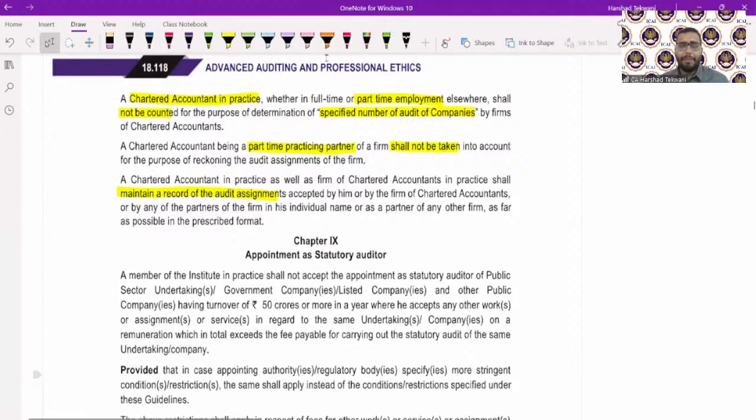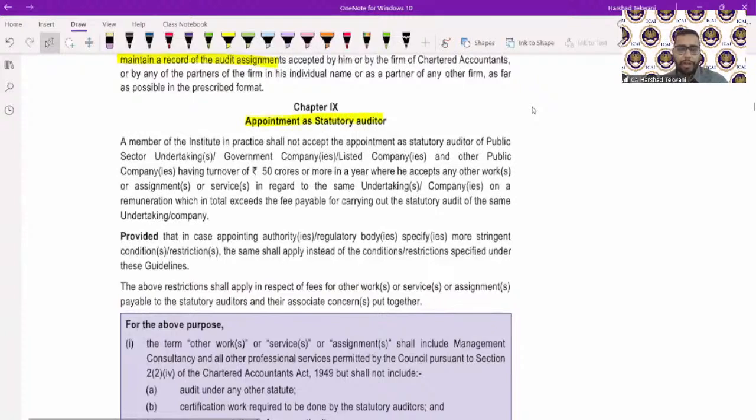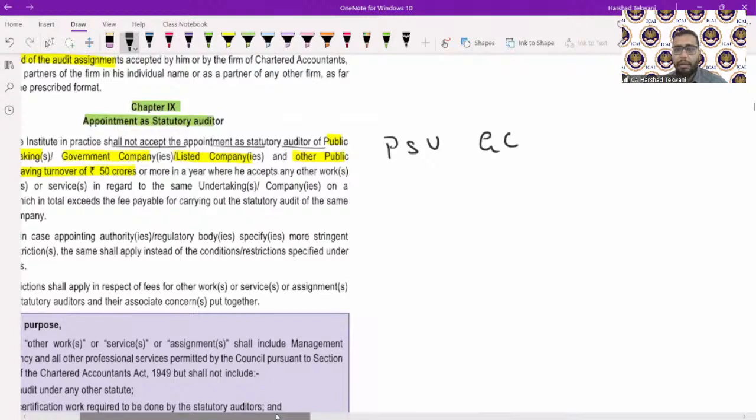Okay. Now, the next chapter we are going to discuss is appointment as a statutory auditor. This is for some specific government companies or public sector companies. A member in practice shall not accept appointment as a statutory auditor of public sector undertakings, government companies, listed companies, and other public companies having turnover of 50 CR. So which companies are we talking about? First, a public sector undertaking, PSU. Government company. Listed company. And other public company having turnover of 50 CR or more.